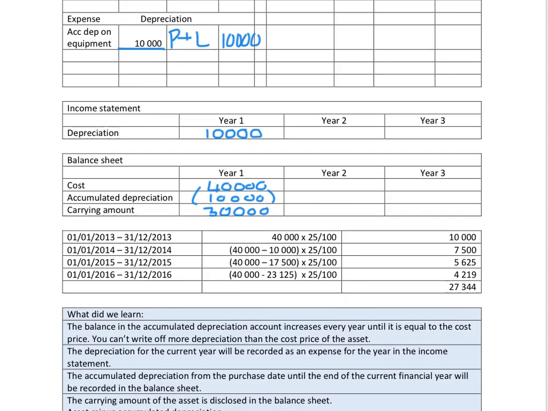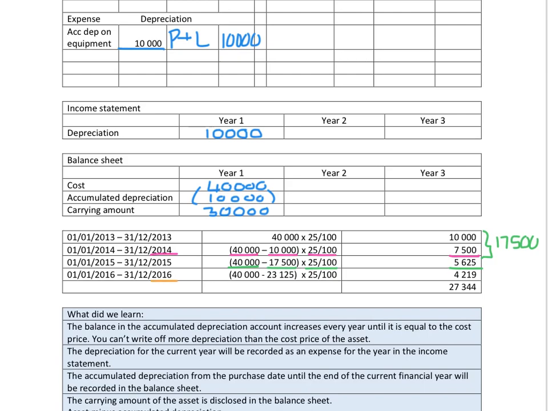When we do the calculations, we've calculated for 2013 now that it is 10,000 rand. For 2014, I will use the cost price of 40,000 minus the 10,000 written off up to the end of the previous year, and I will work out on the reduced amount 25% for 2014. So on 30,000 rand, I will work out 25%, and that will give me 7,500 rand. In 2015, I will take the 40,000 cost price less the accumulated depreciation for the first 2 years, that is 17,500, and on the reduced amount I work out 25%, that will give me 5,625.